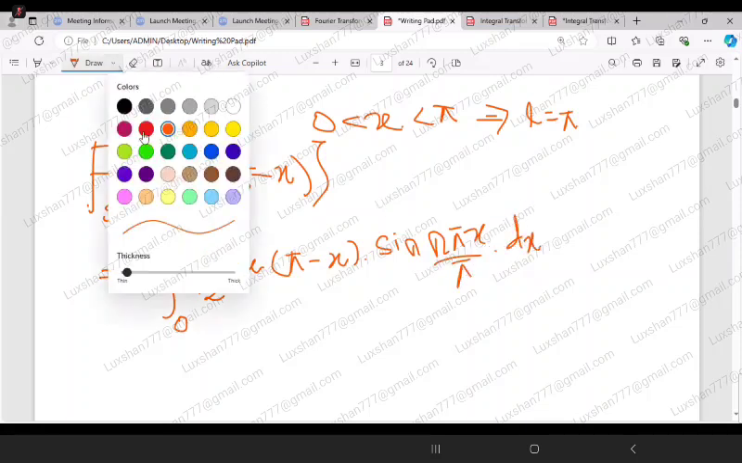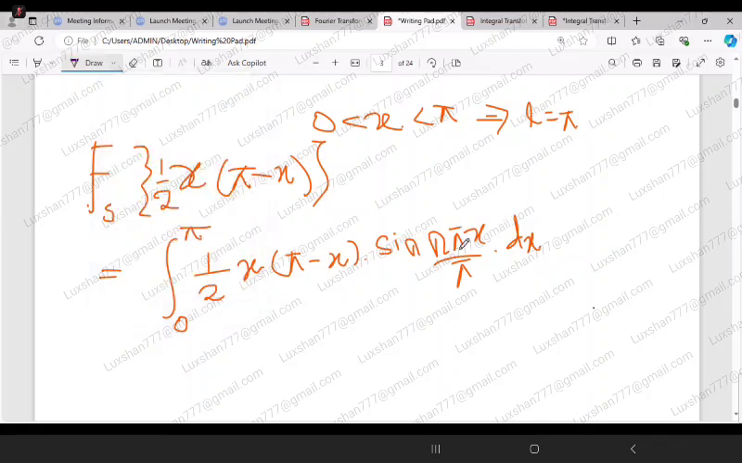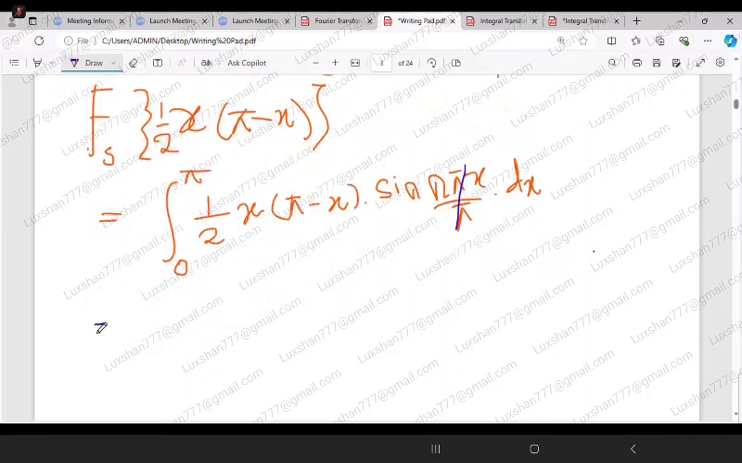So pi gets cancelled, pi gets cancelled. So I can do some simplification. I can take half out. So that becomes half times integral from 0 to pi. Since I have to integrate, let me write it in this way.